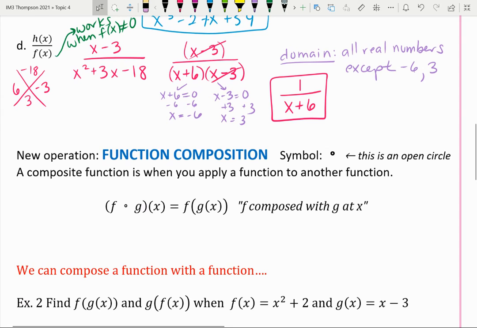So we have a lot of operations in math, right? Addition, subtraction, multiplication, division, exponents, radicals, all kinds of stuff. This is a new operation. It's called composition. And we have a symbol for everything, right, in math. This is a small open circle, which is different than a dot for multiplication. A composite function is when we apply a function to another function.